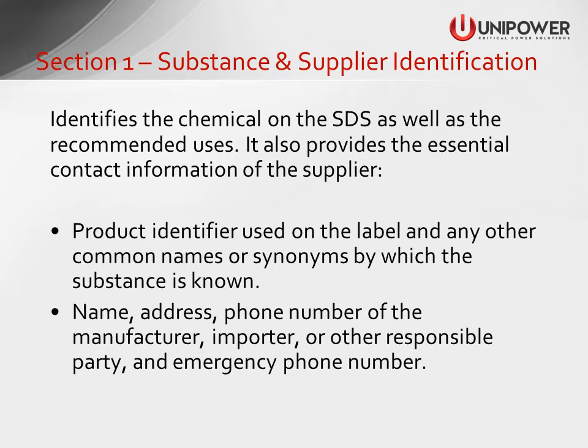Section 1. Substance and Supplier Identification. This section identifies the chemical on the SDS as well as the recommended uses. It also provides the essential contact information of the supplier. Product identifier is used on the label and any other common names or synonyms by which the substance is known. The name, address, phone number of the manufacturer, importer, or other responsible party, as well as the emergency phone number.